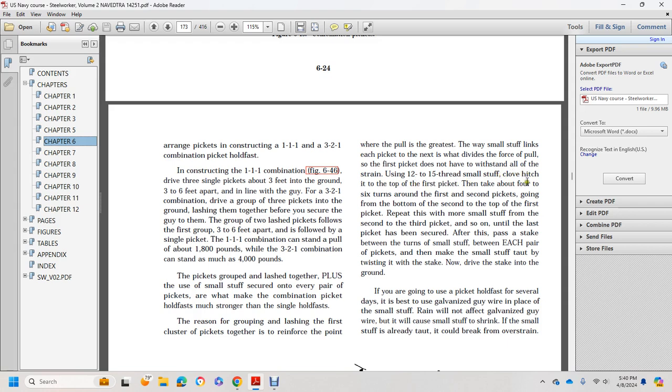at the top of the first picket. Take about 4 to 6 turns around the first and second pickets, going from the bottom of the second to the top of the first picket. Repeat with more small stuff on the second and third pickets, and so on until the last picket has been secured. After this, pass a stake between the two turns of small stuff in the middle between each pair of pickets and make a twist at the top, then drive the stake into the ground.